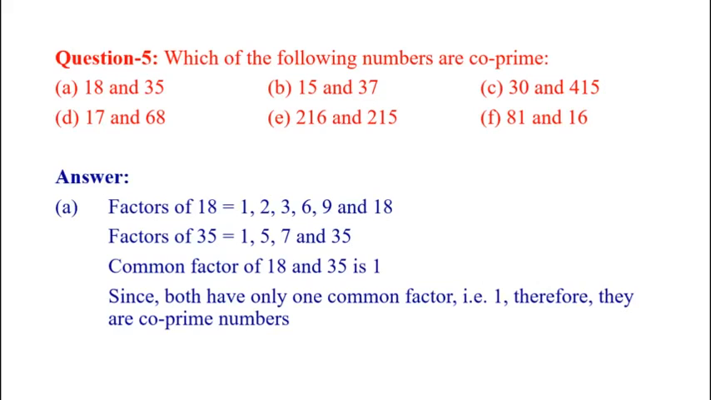So, factors of 18 are 1, 2, 3, 6, 9 and 18. Factors of 35 are 1, 5, 7 and 35. Common factor of 18 and 35 is 1. Since both have only one common factor, that is 1, therefore they are co-prime numbers.